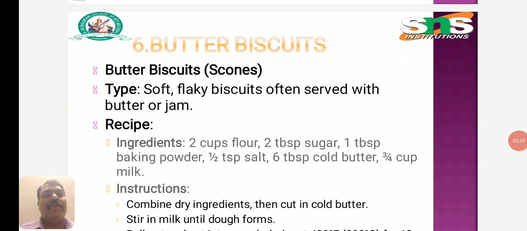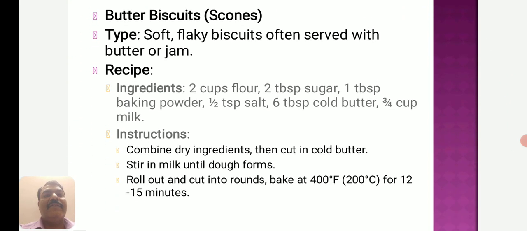For butter cookies, you have to do the same. Combine all the ingredients, then stir in milk until it forms a dough, then roll out into a small round shape. Bake at 400 degrees Fahrenheit for 12 minutes.